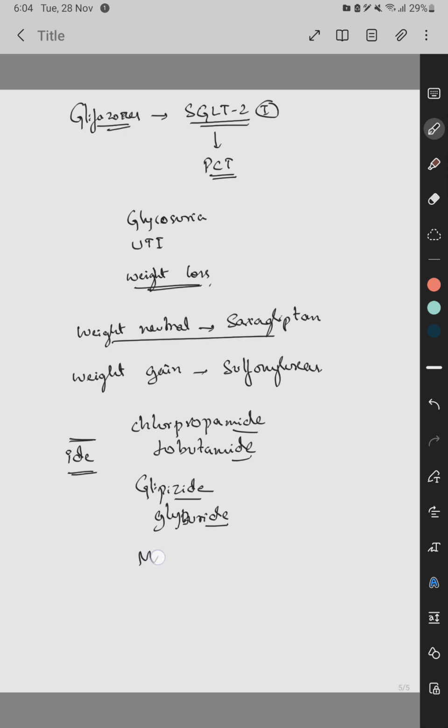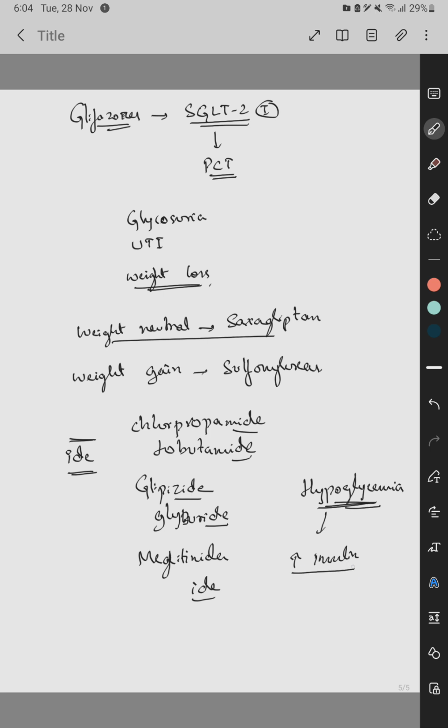And meglitinides are another form that also act just like the sulfonylureas, increasing insulin secretion. So meglitinides: nateglinide, repaglinide, these also end with "ide". These all cause hypoglycemia. Hypoglycemia is because of the increase in insulin secretion.